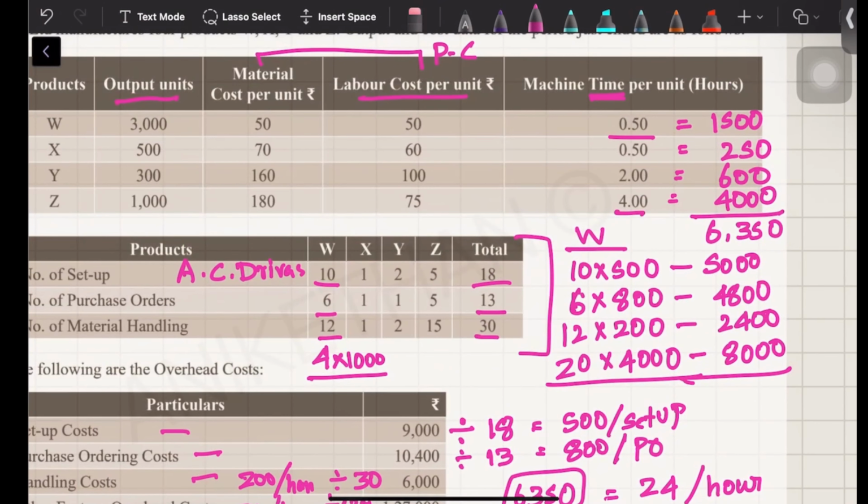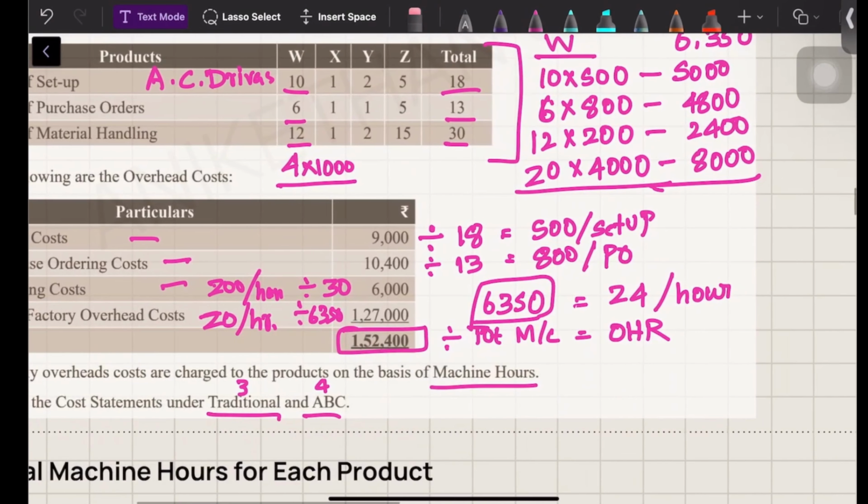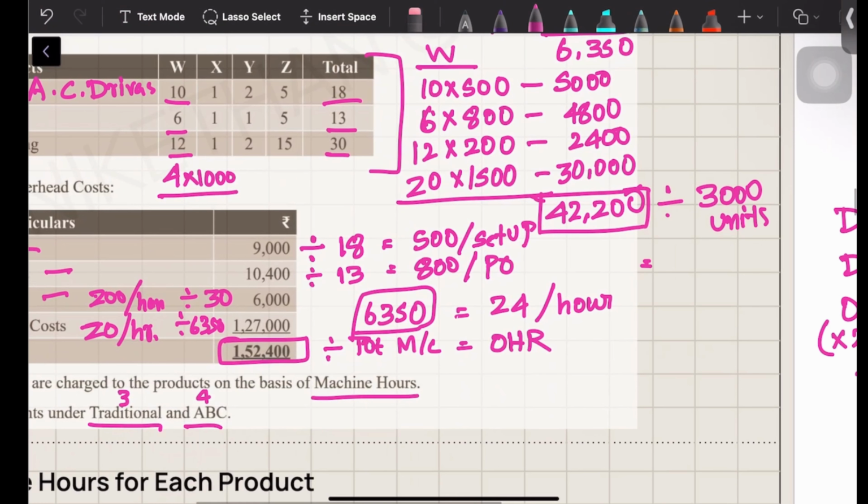So 3,000 into 0.5, you will get 1,500. And this will be 30,000. So 30 plus 5 plus 6 plus 2, that is 42,200. So this is for W. Divided by units, 3,000 units. What will you get? 42,200 divided by 3,000 is 14.06 per unit. This you have got. Now next you will have to do it for X, Y, Z. You will try.